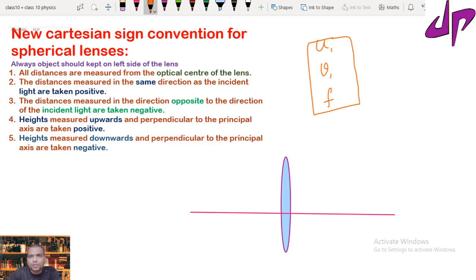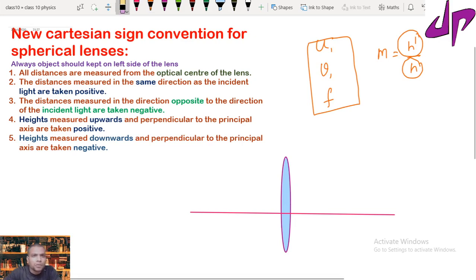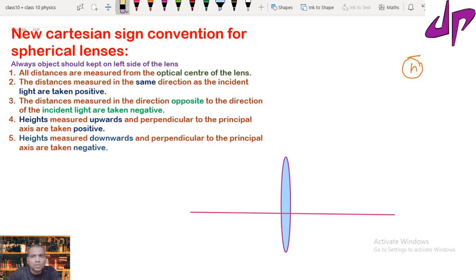And not only that, to find magnification, the ratio of height of image to height of object, we need to find the location of the height. To find these parameters, we use certain sign conventions known as Cartesian sign conventions. We already used these for mirrors, and now I am going to use the same rules for the lens.